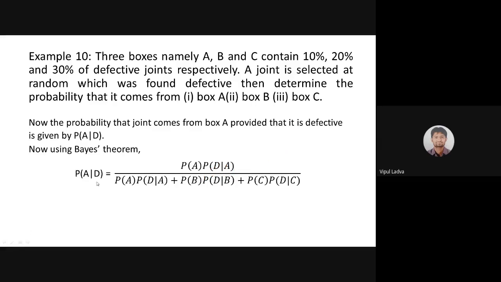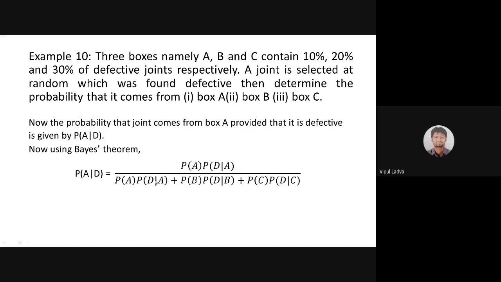Now, as per Bayes theorem, the formula will be P of A into P of D with respect to A divided by the denominator. Observe the denominator is nothing but P of D only, that the selected joint is defective. It's quite possible it is selected from box A, and after getting from box A it is defective, or the joint is from box B and it is defective, or from box C and it is defective.